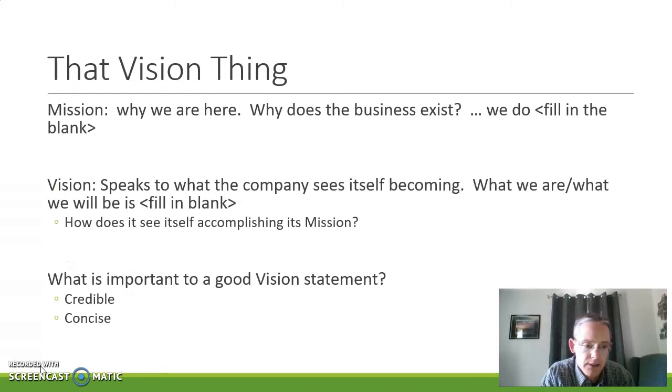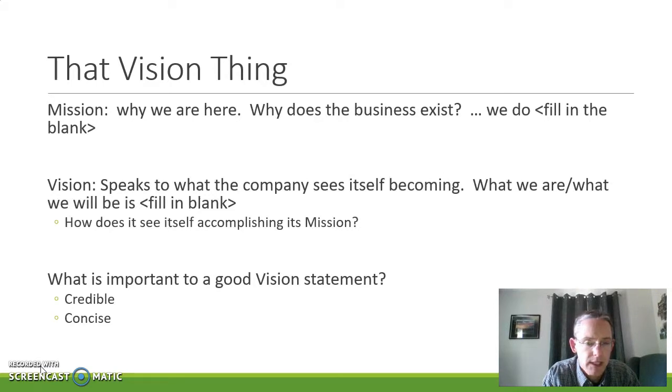Let's take a second here to talk about what we mean by mission statement and vision statement. Mission is why you're here. Well, you're on a mission to do something, right? Why does the business exist? That's what the mission should be. Vision speaks to what the company sees itself becoming. What we will be is blank. Fill that in. Basically, it's how you see yourself accomplishing this mission.